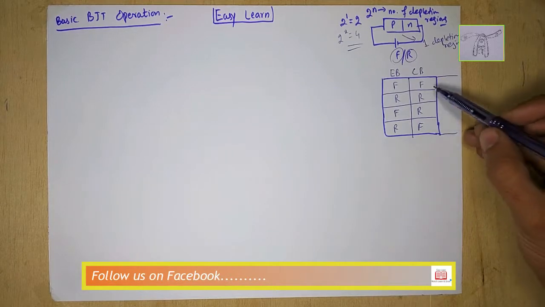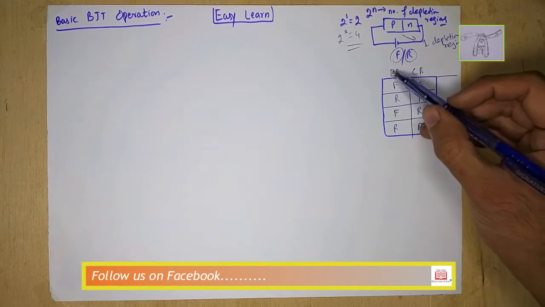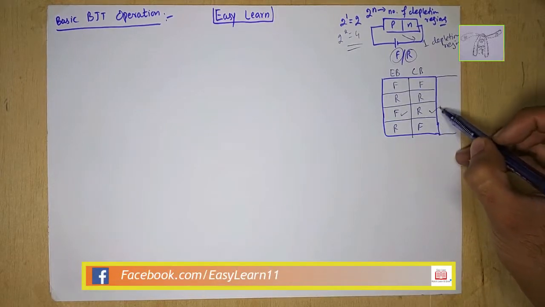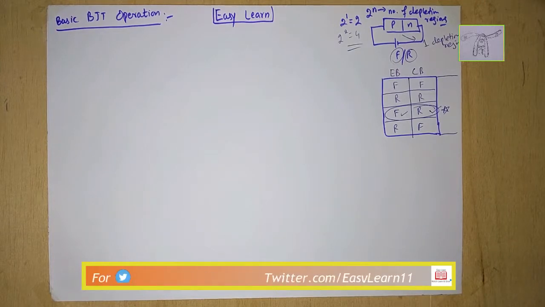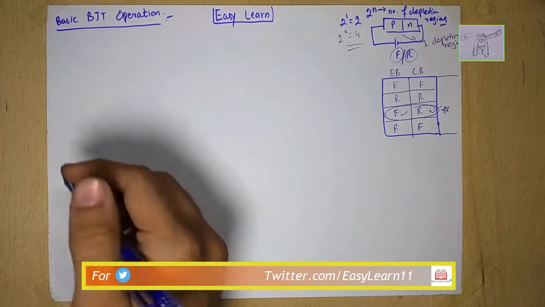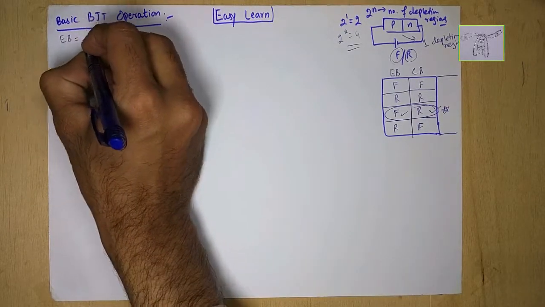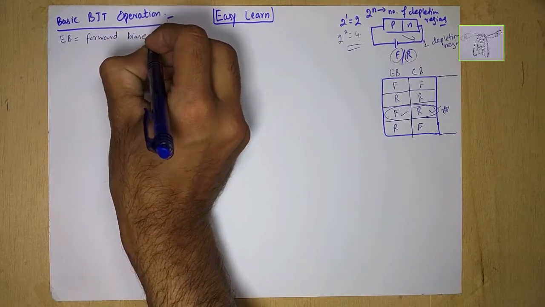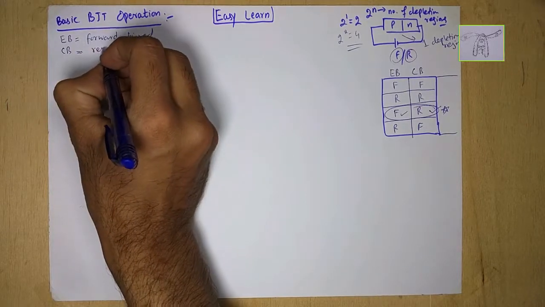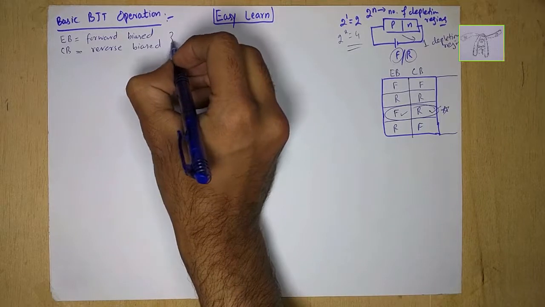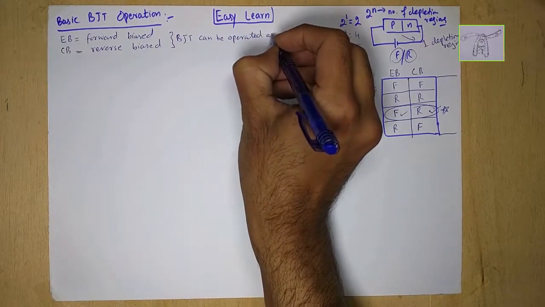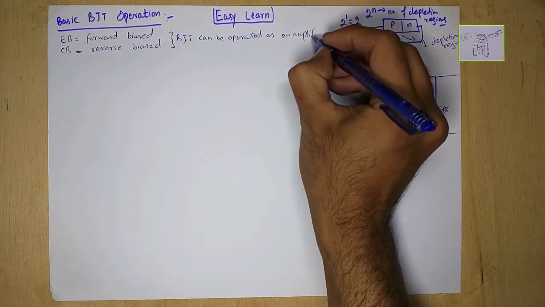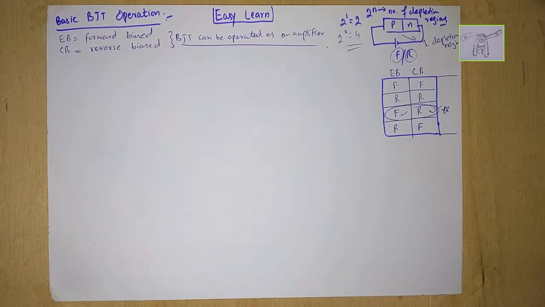Here we will just discuss the case when the emitter-base junction is forward biased and the collector-base junction is reverse biased. This is our today's topic, and it is a very important case, because many applications are based on it. When the emitter-base junction is forward biased and the collector-base junction is reverse biased, the BJT can be operated as an amplifier.